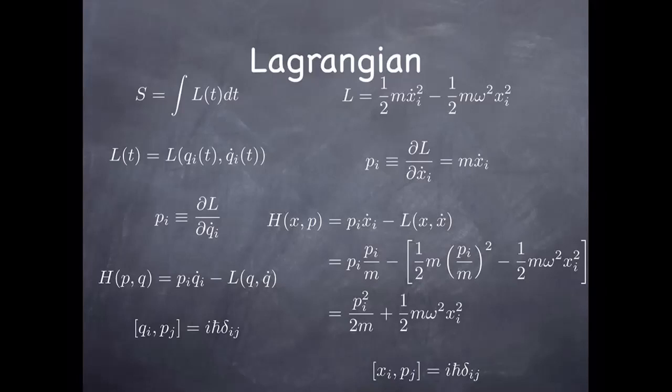You eliminate x dot in favor of p, and just by doing a little algebra, you find the familiar expression that the Hamiltonian for the harmonic oscillator is p squared over 2m plus half m omega squared x squared. And of course, that comes with this canonical commutation relation, [x_i, p_j] being i h bar delta_ij. So that's how the quantization works.